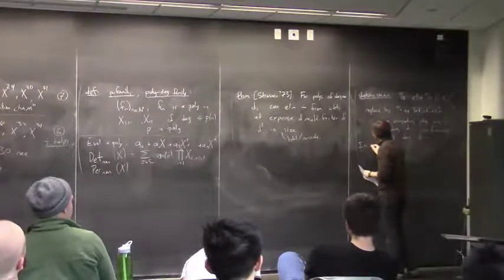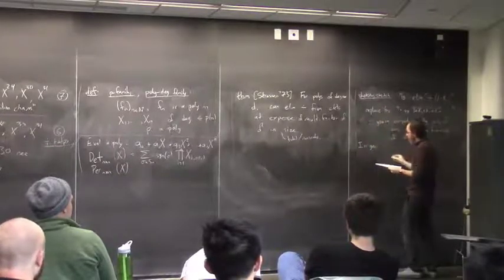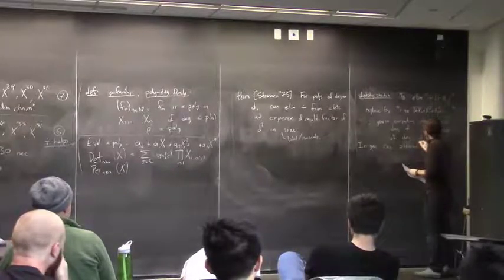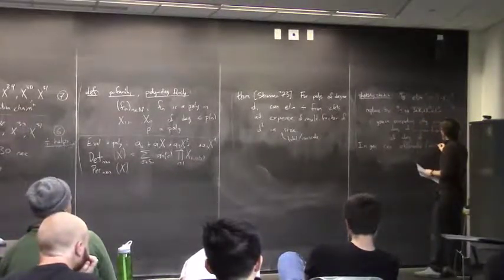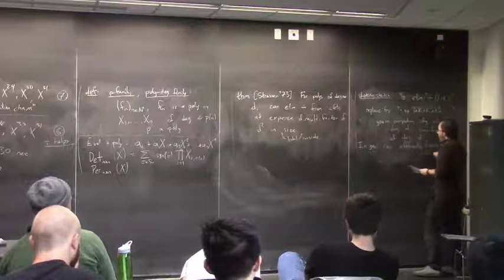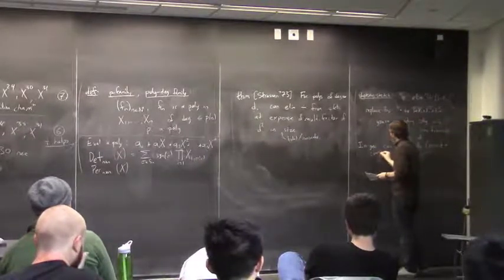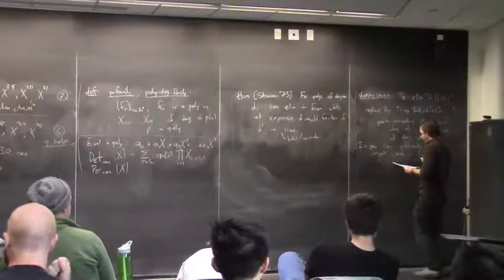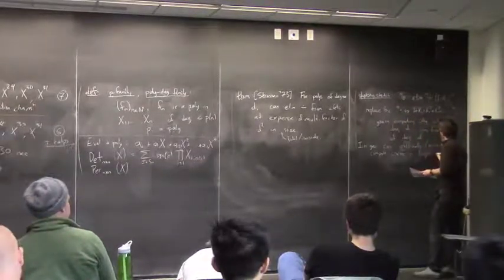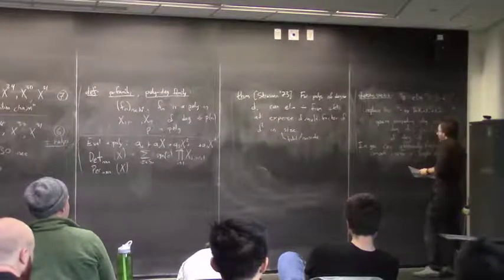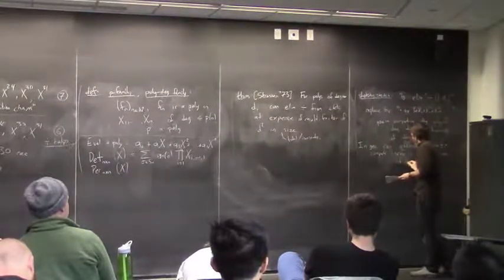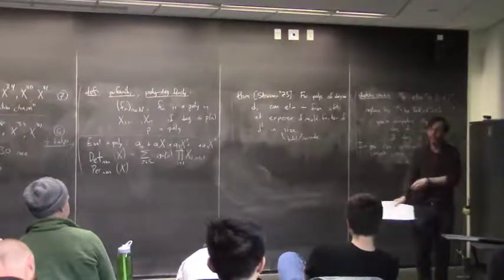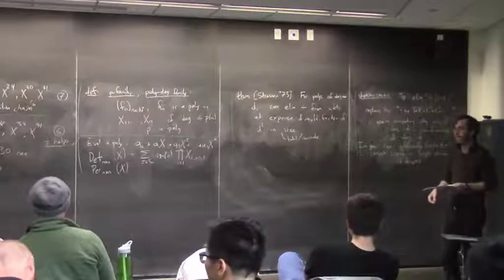So in general, the main thing that Strassen shows is that you can efficiently, just using plus or minus and times, compute the coefficients in the Taylor series of all the denominators.